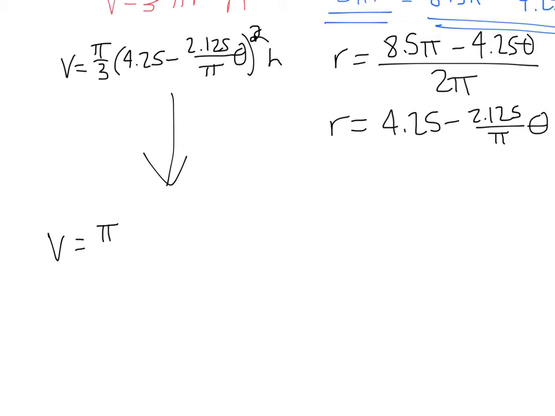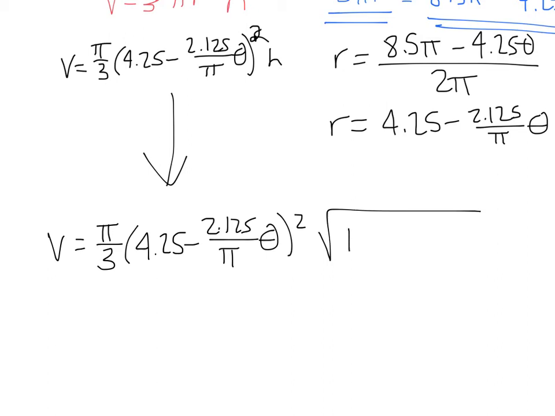Volume equals pi thirds times 4.25 minus this mess, theta, times the square root of 4.25 squared minus r squared. And now I have volume in terms of theta. And it's just a matter now of taking a derivative, setting it equal to 0, and I'm definitely going to use a calculator to do this.